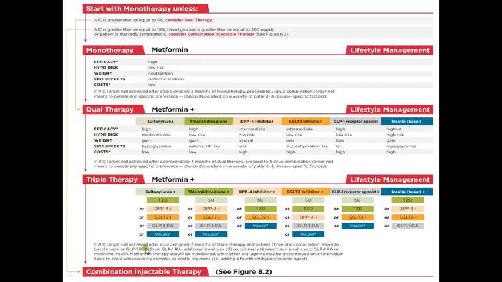So if HbA1c is not achieved after approximately 3 months of triple therapy and the patient is on oral combination, move to basal insulin or GLP-1. So you have 2-3 options after that if triple therapy is not helping. You can move to basal insulin or a GLP-1 receptor agonist. Or you can go to a GLP-1 receptor agonist, add basal insulin, or you can optimally titrate basal insulin and GLP-1, or mealtime insulin. So you have a lot of options, and you can juggle between the drugs looking at the response of the patient.